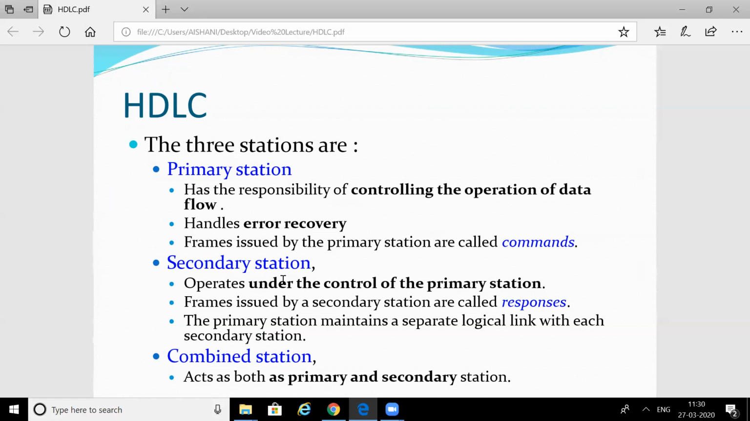It handles error recovery, and frames issued by the primary station are called commands. So whenever the primary station sends commands, the secondary station must give a response in return, and it always works under the control of the primary station.